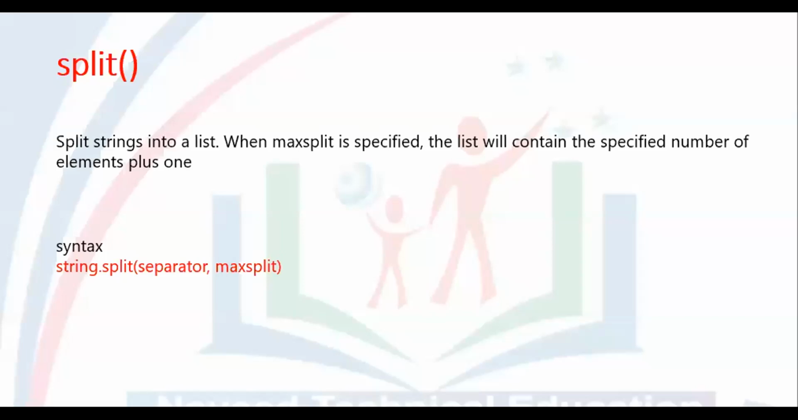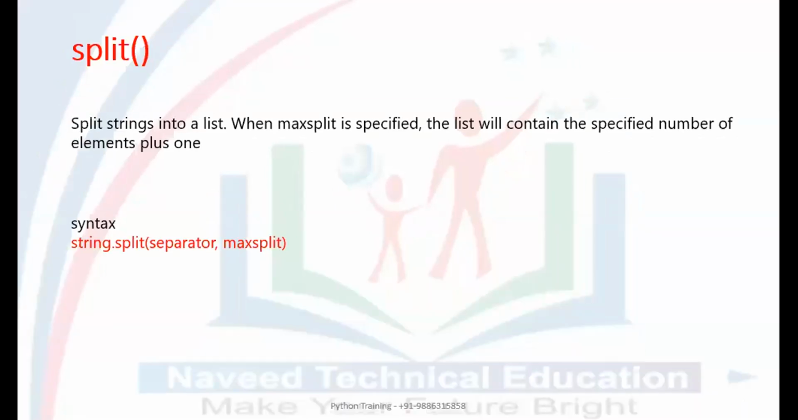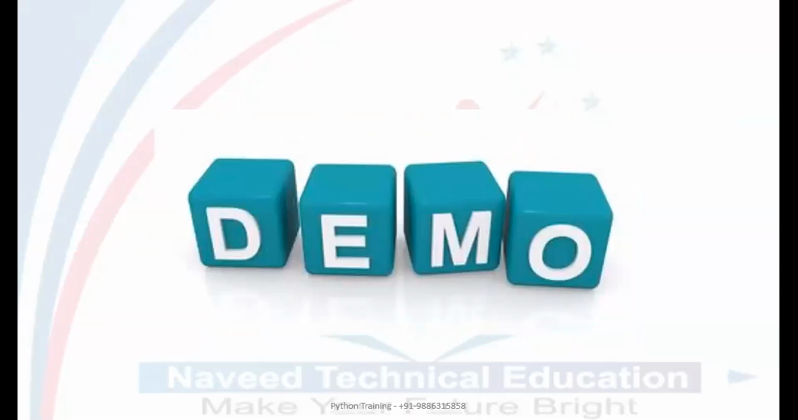Now let's have a look at the split function. The split method splits your string into a list. When the max value is specified, the list will contain the specified number of elements plus 1. This is the syntax: string dot split, and then you give the separator. Now let's have a look at the demo to fully understand the split function.